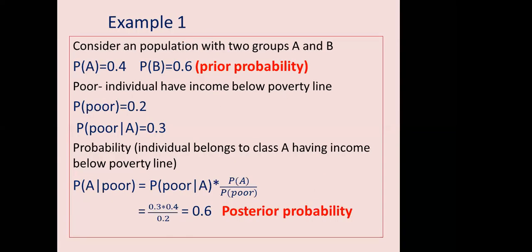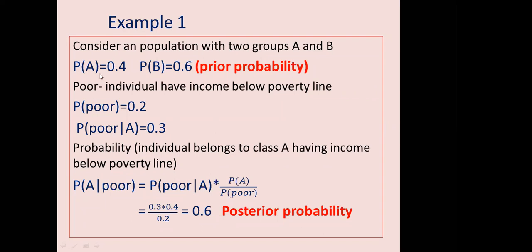Now let us discuss the first example. Consider a population consisting of two groups, group A and group B. We have some prior information that 40% of the population belongs to group A and the remaining 60% belongs to group B. That is, probability of A is equal to 0.4 and probability of B is equal to 0.60. This is the prior probability that we have calculated from prior information.